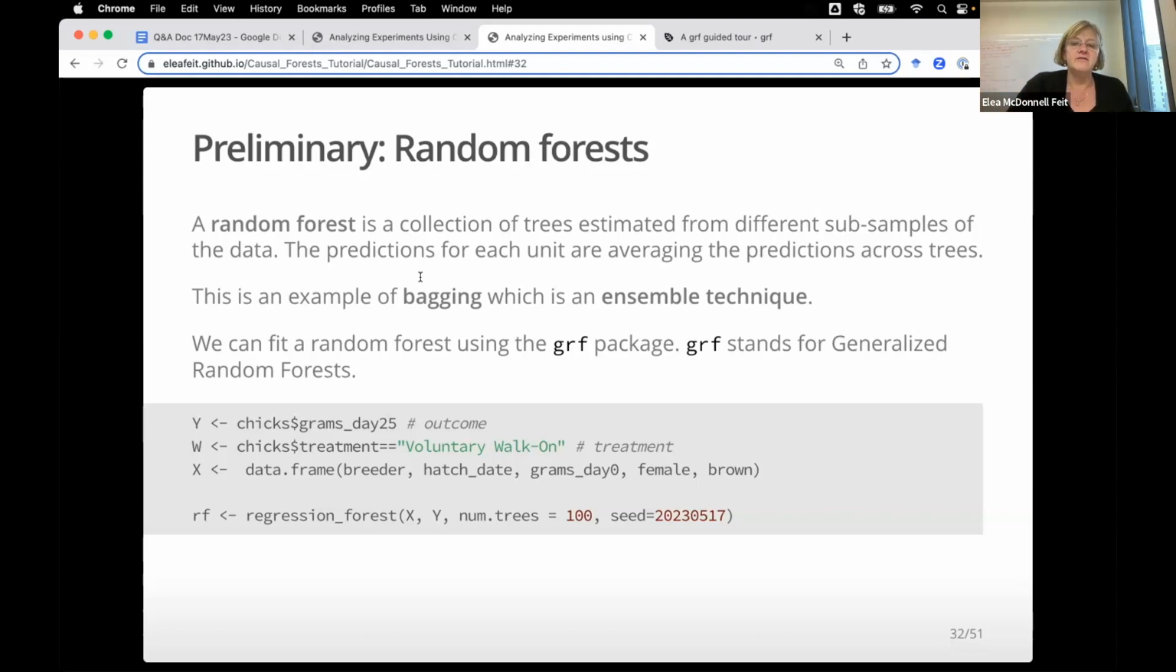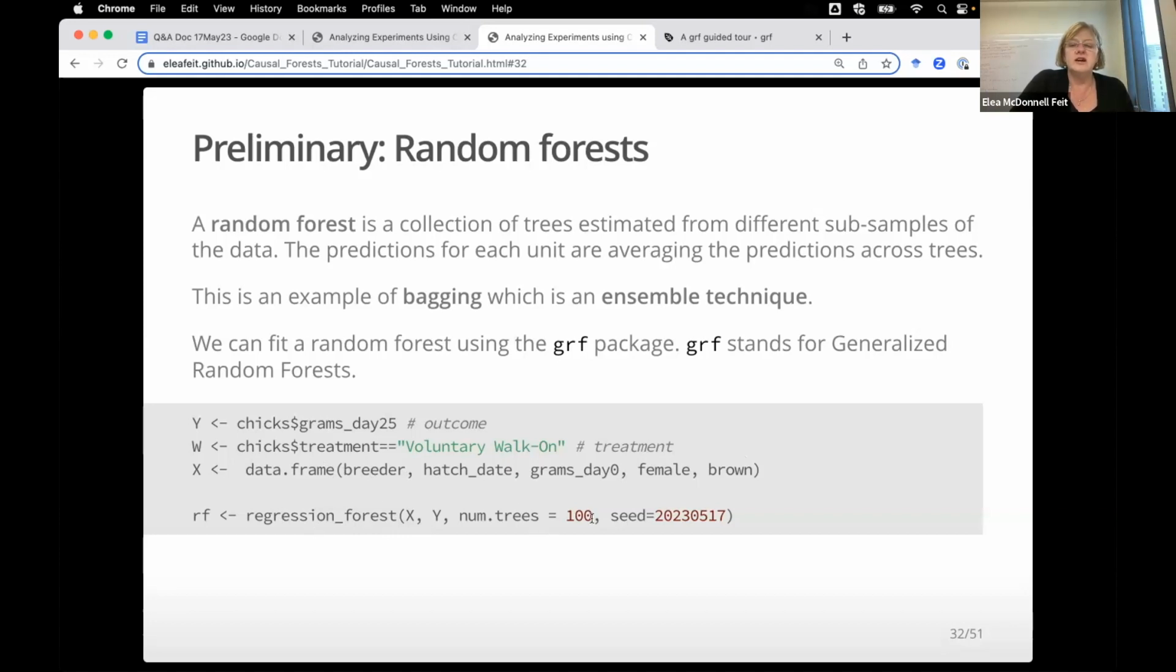And we can fit a random forest using the GRF package. In fact, GRF stands for generalized random forests. It wants the inputs in terms of a Y variable, that's your outcome, so that's my chicks grams day 25, a W variable, which is the treatment variable. Oh, we don't need W, sorry, the W shouldn't be here, so you can just ignore that W line. And the X variable is going to be a data frame with those 5 predictor variables. And then I stick the X and the Y into this regression forest function.